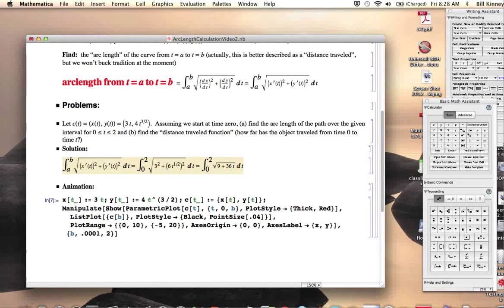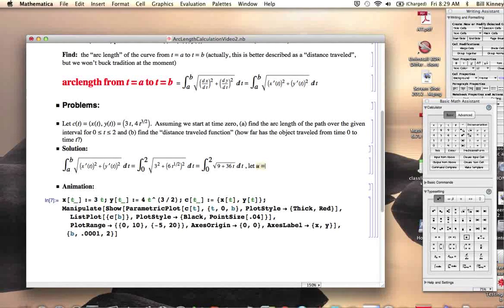I would encourage you to go ahead and try it on your own. Pause the video and come back. If you have come back now, or if you haven't paused the video, we'll go ahead and do it. The best way to do this kind of integral is with a substitution. It looks a little complicated because of the square root, but the 9 plus 36t in there is not too bad. We can do a substitution.